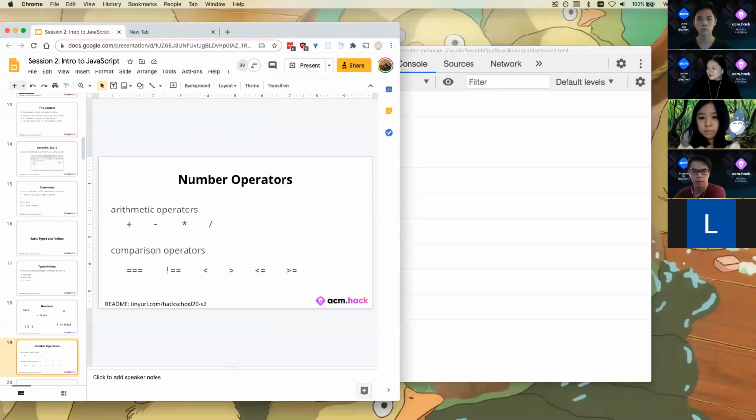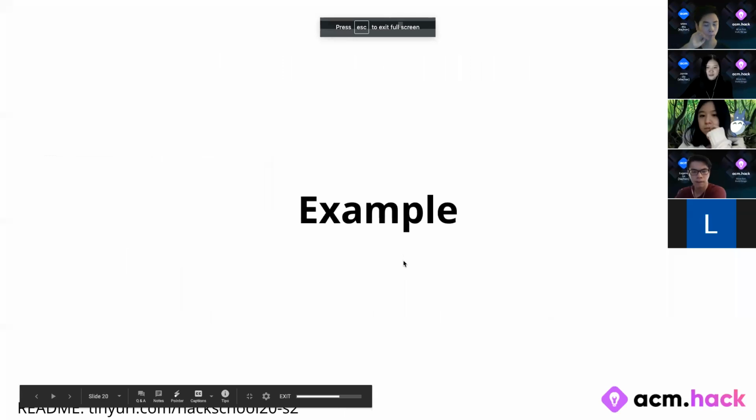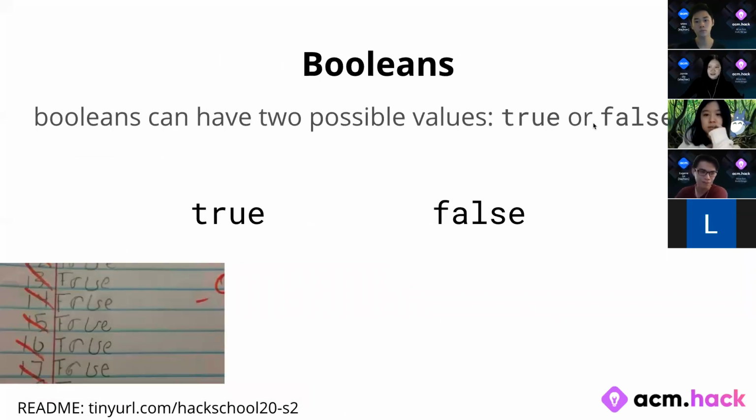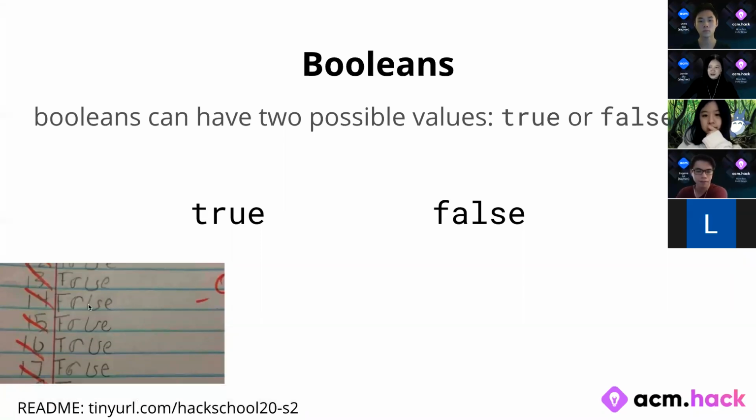Okay, looks like there aren't any questions. So then let's continue to our next type, which is Booleans. Like I said, they have two values, true or false. So not this weird hybrid of true and false together. It's always going to be either true or false.